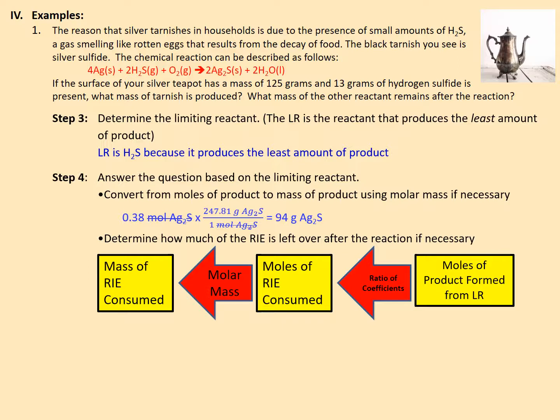So let's go ahead and write this out. We said that 0.38 moles of silver sulfide was produced. That's based on the limiting reactant. We will use the ratio of coefficients in the balanced equation to see how much silver was actually used to produce that. So from our balanced equation, it turns out that 4 moles of silver will be used to produce every 2 moles of silver sulfide.